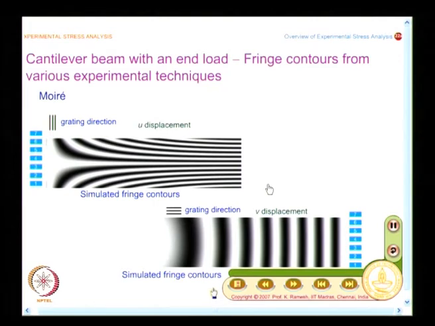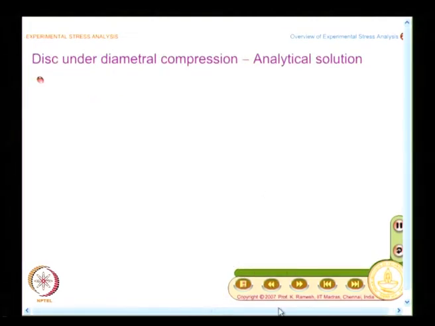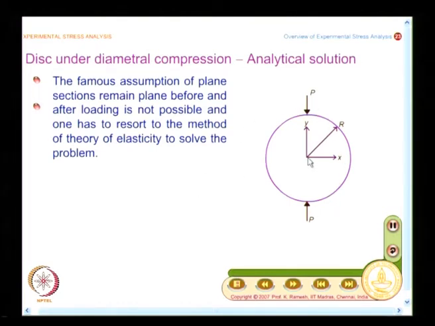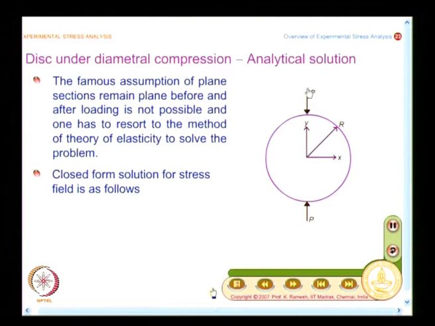Now, the next problem is we move on to disk under diametral compression, and that is what is shown here. I have the disk and the center of the disk is taken as the origin, I have x and y coordinates, and r is the radius of the disk. I have diametral load P which is acting on it, and we will call this diameter as either capital D or small d, and for this problem you have closed form solution from theory of elasticity.